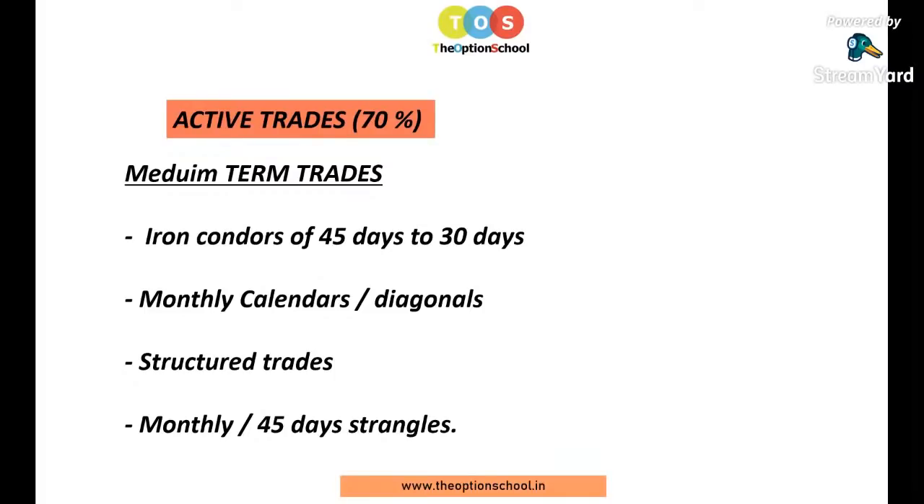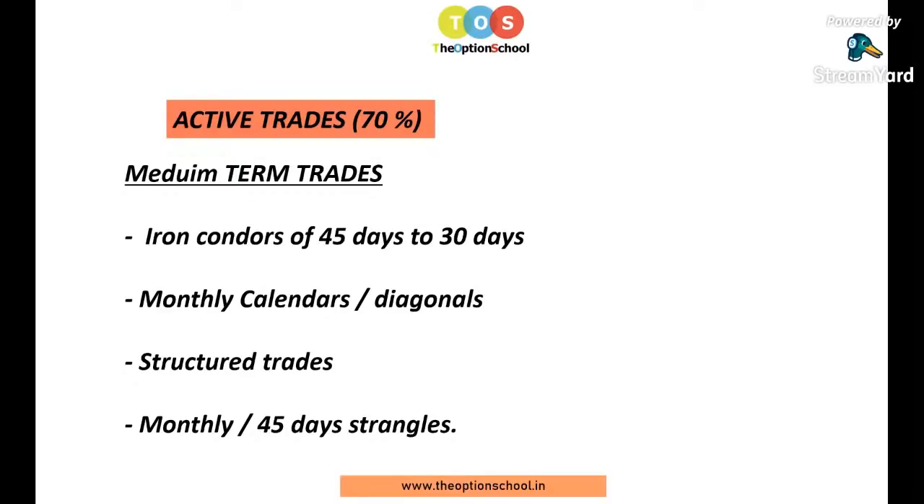These medium-term trades do not require you to do any adjustments very often, unless and until the market really moves by 4 to 5%, right? So these are the trades you will keep for the medium term. Your passive trades have hardly any adjustments. So that 30% is also freely set. The only thing is, yes, you have to initiate the trades.